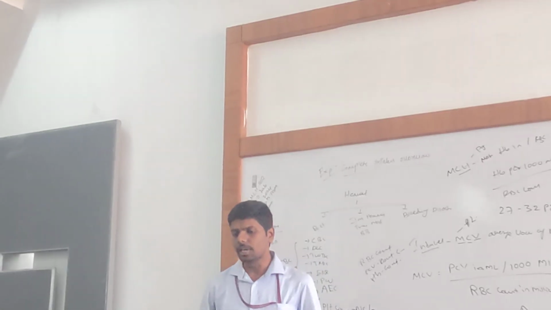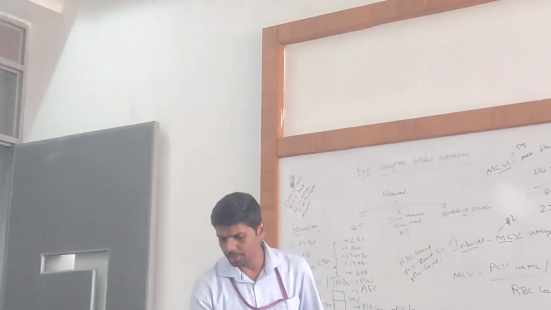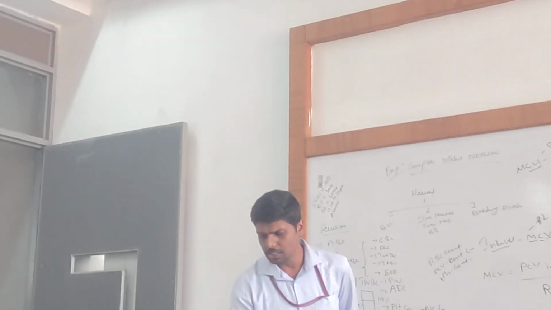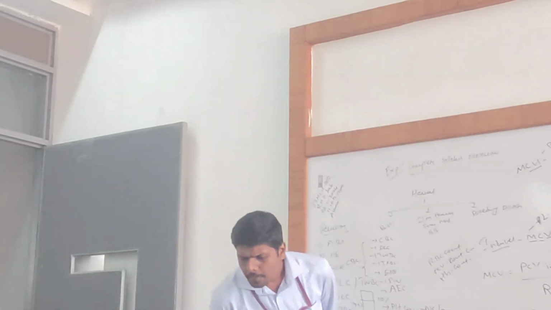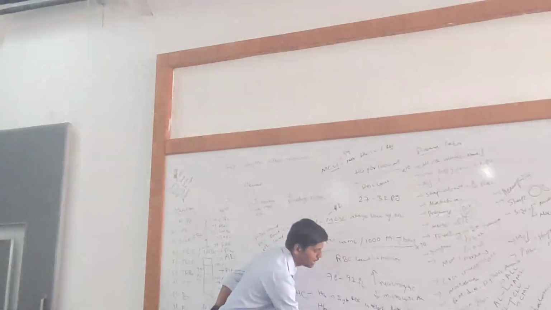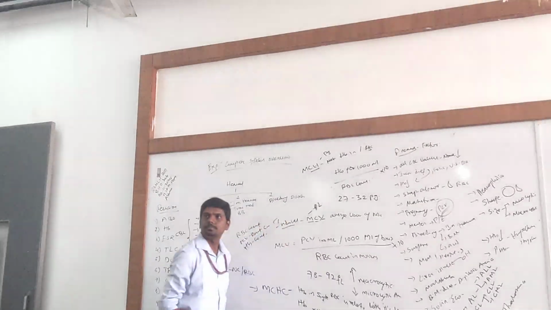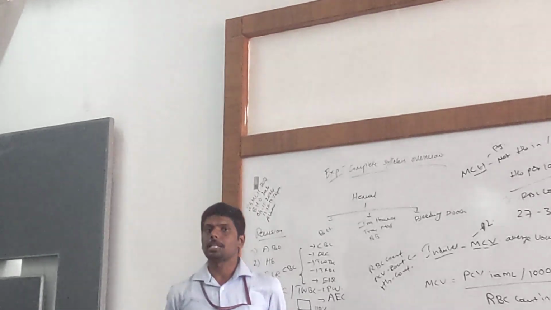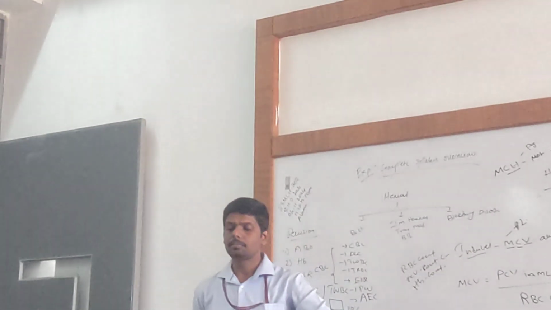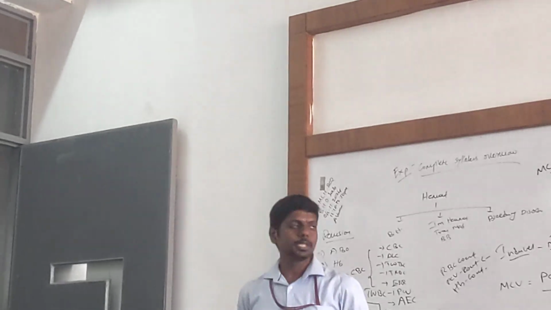Okay. Normal value, write down. What is the normal value of MCHC? As per scheduling, it is 30 to 38%. 30 to 38% is the MCHC value.